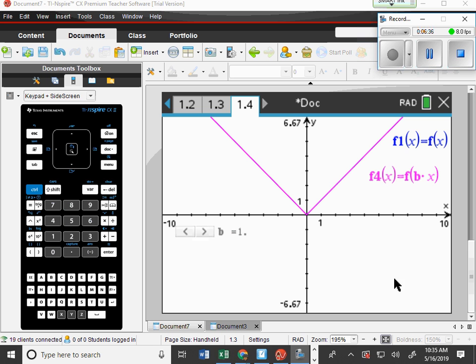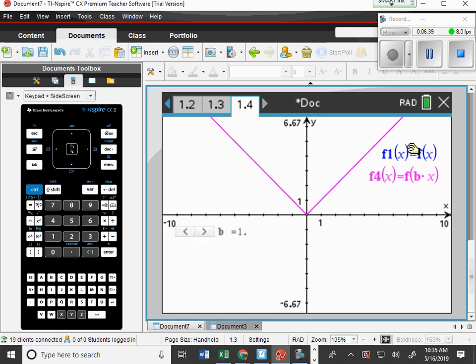Now, there's another type of transformation that happens when we multiply the x values in the function. Not the whole function, but just the x values by a number. So what if we just, inside of the function, multiplied x by some number b? Of course, we know that if b is 1, which it is right here, there's no change in the graph. But if I let b be bigger than 1, then the graph gets narrow again.